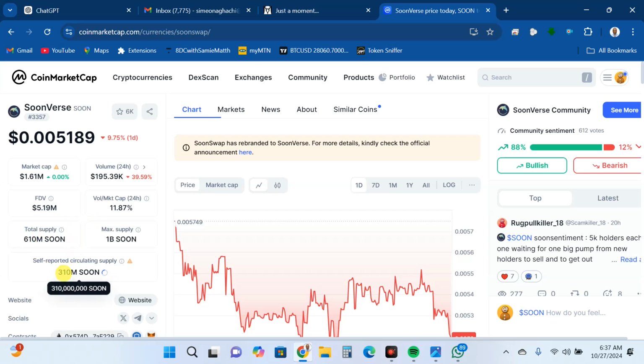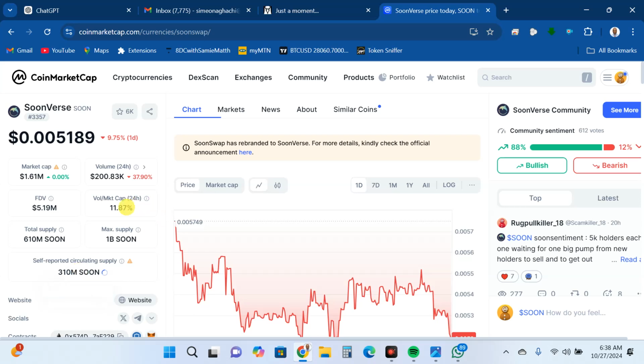So 310 million Sunverse is what is in the hands of people actually. Now, if you're looking at this, there are no tokens locked, right? If all the tokens were released and there were no tokens locked, this would have been the same unit as this place. But because some tokens have been locked or have not been released completely, this place is bigger than this place.